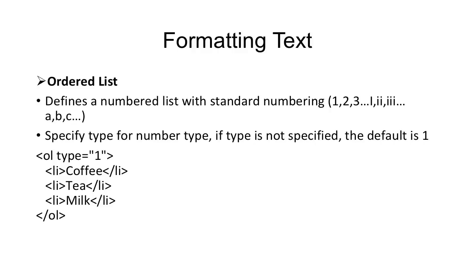But if you want to specify a different type of numbering, then you just add what we call an attribute called type within the OL tag and specify the type of numbering that you want. We will deal more with attributes in the next videos. Specifying the list elements for an ordered list is the same as with the unordered list. You just use the LI tags.